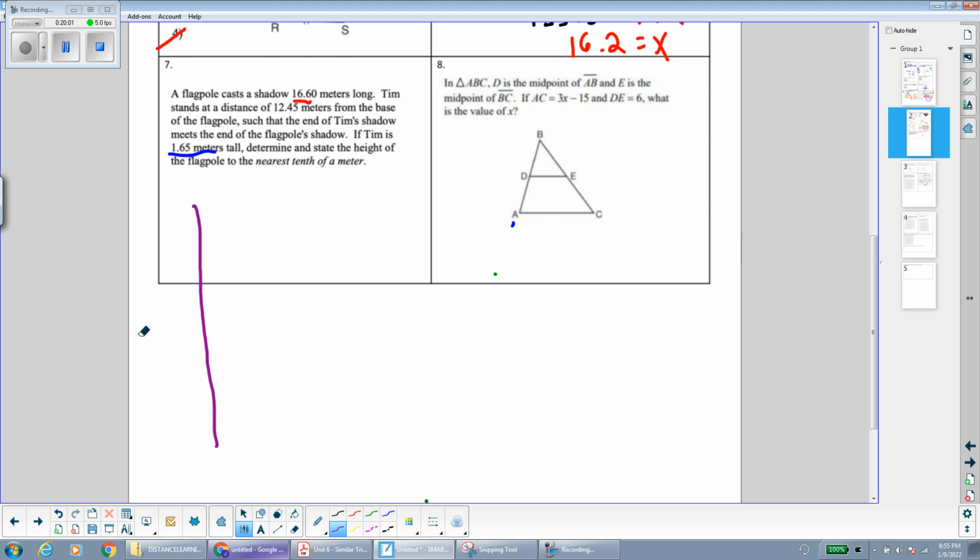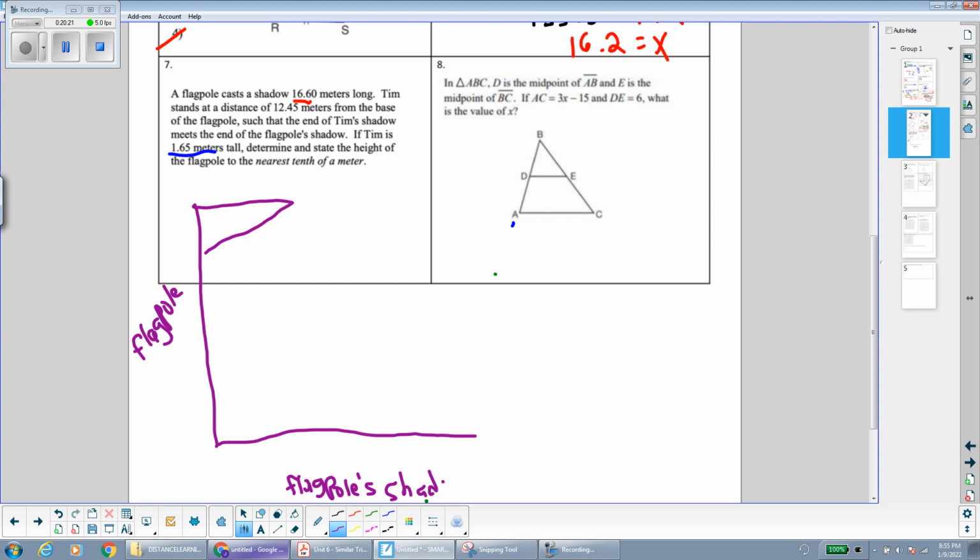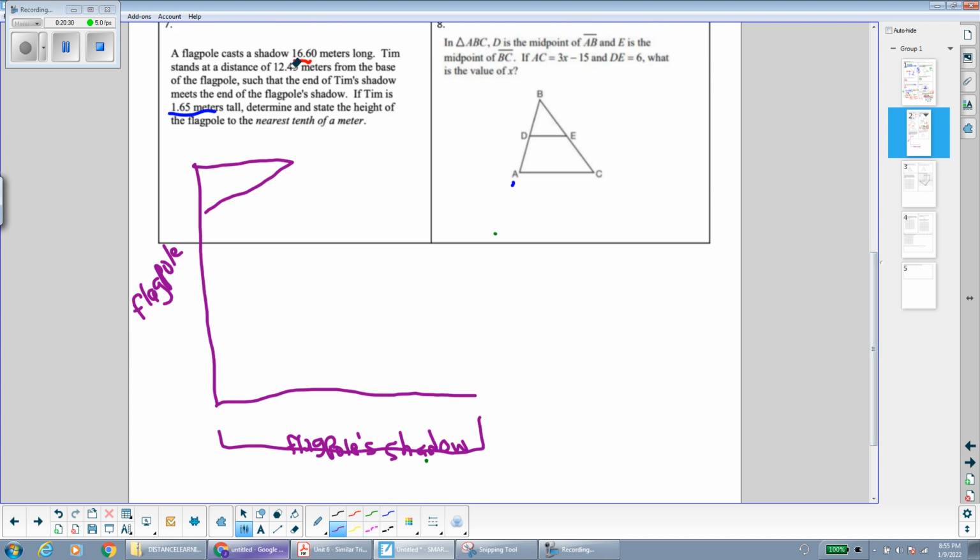So I'm going to draw big too, so I have a lot of room. So here's my flagpole. I can make it look like a flagpole. Here's my flag. And the shadow of the flagpole is on the floor. Shadows are on the floor. So I'm going to write that here, flagpole's shadow. And I know that the entire length of the flagpole shadow, according to the question, is 16.60 meters long. The flagpole casts a shadow that's 16.60 meters long. Okay, let me close this up just like we did before.